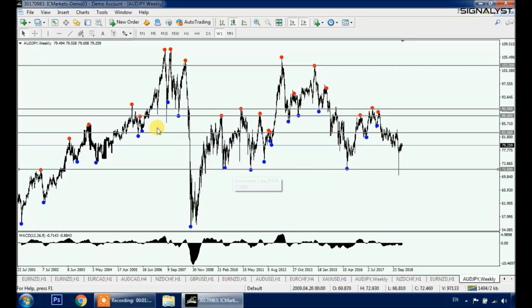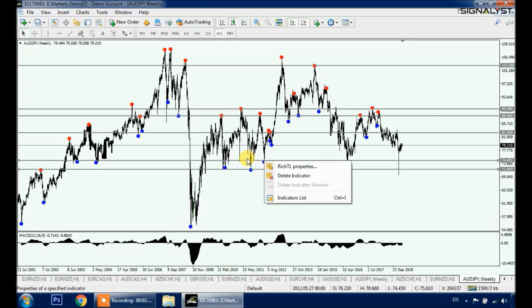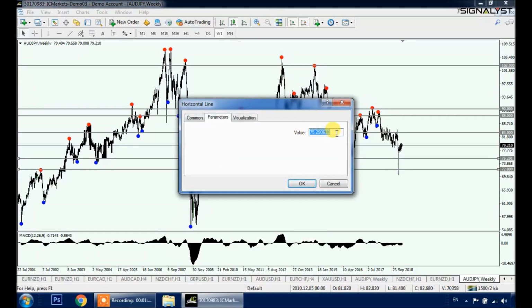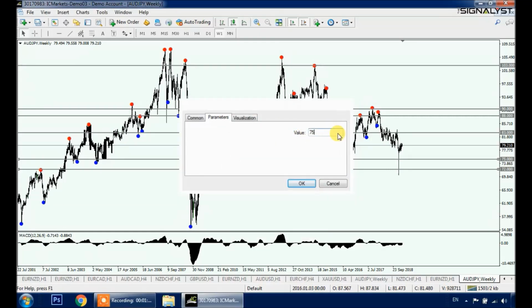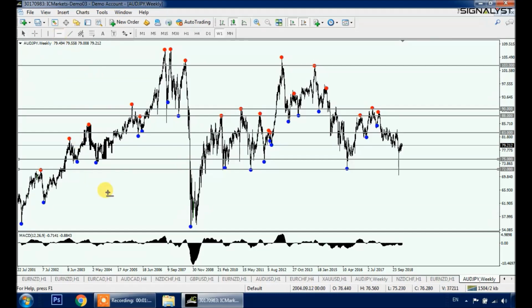1, 2, and 3. And we missed this one as well. 1, 2, 3 dots. Let's make it 75. Can we draw any more lines? 1 dot, 1 dot, 2 dots. So that's it for our levels on weekly.